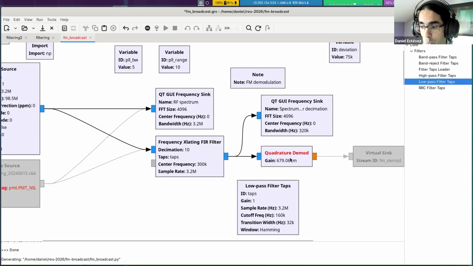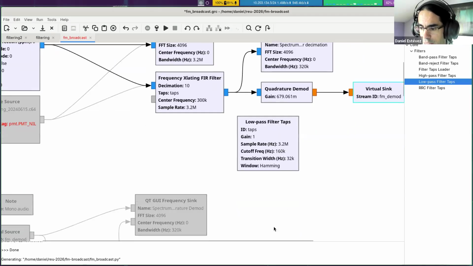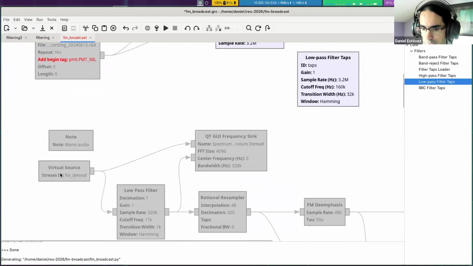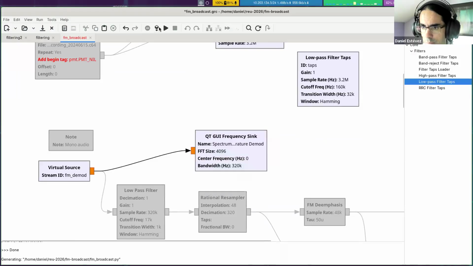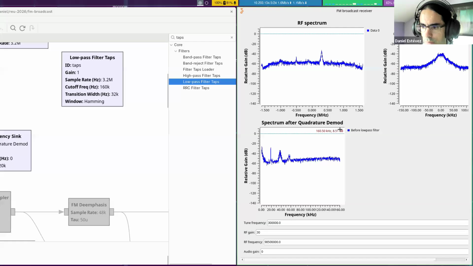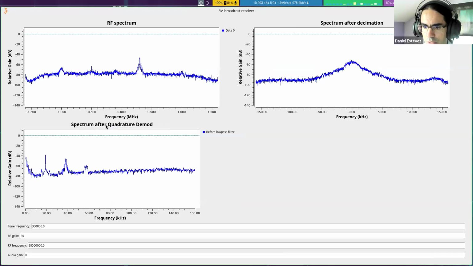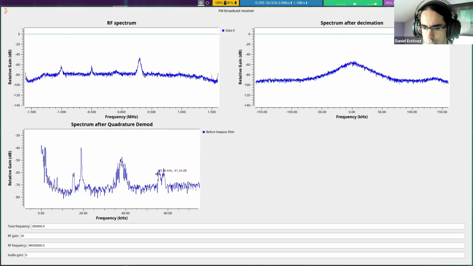So this is how we extract the frequency information of the signal. Now, the next thing I have is this spectrum display. And I'm going to set it to 1 input so that we can look at this. So this is the spectrum after quadrature demodulation. And we can see a bunch of signals. Maybe I'm going to zoom in.